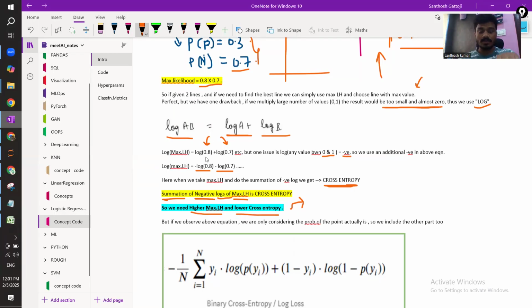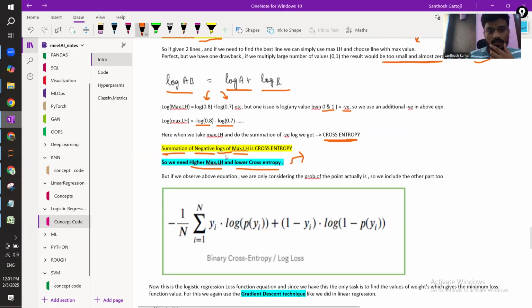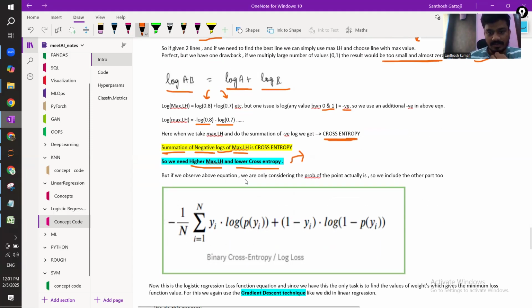But a positive class will also have a small negative probability, like 0.2. A negative class will also have a probability of 0.3. So in the final equation, we are considering the probability of the point actually, and we also include the other part. For every point, this is the final logistic loss, just like how we have the linear regression loss function.